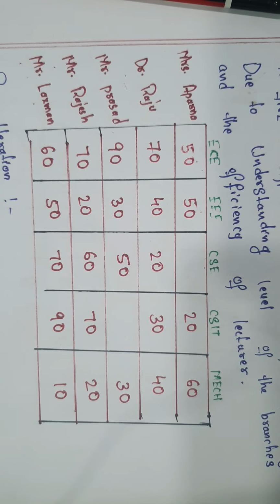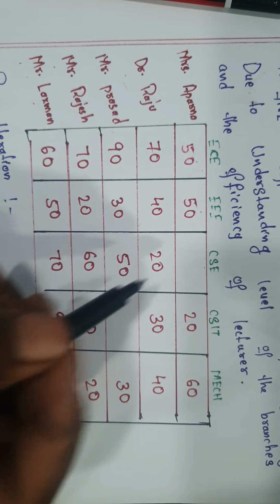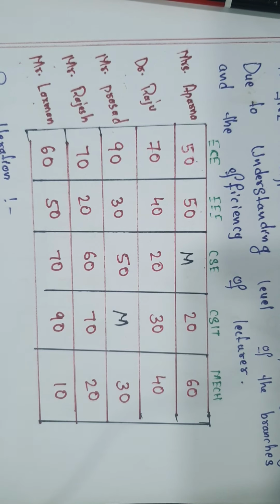As you can see here, in two boxes no values are given. So in this box the value is not given and in this box the value is not given. In place of that you can write M, or alpha or beta, or any alphabetical terms: A, B, C, D, alpha, beta, gamma, whatever you want.